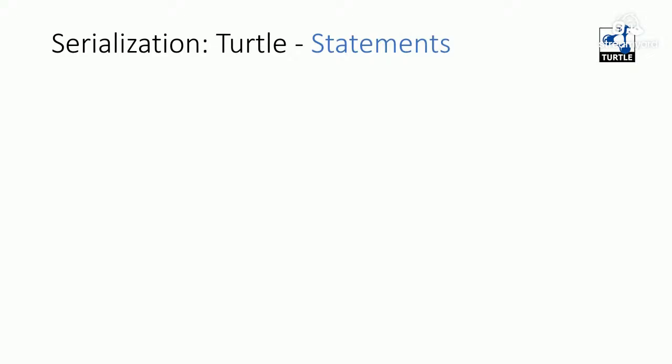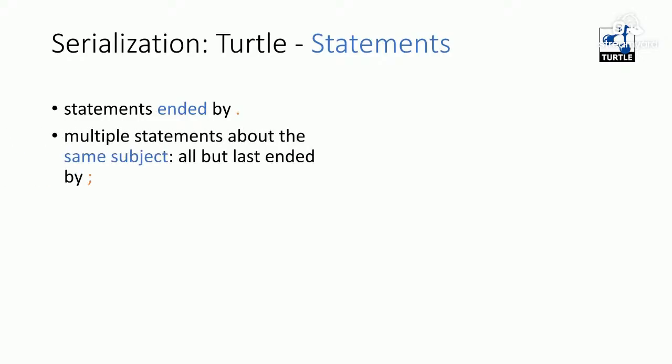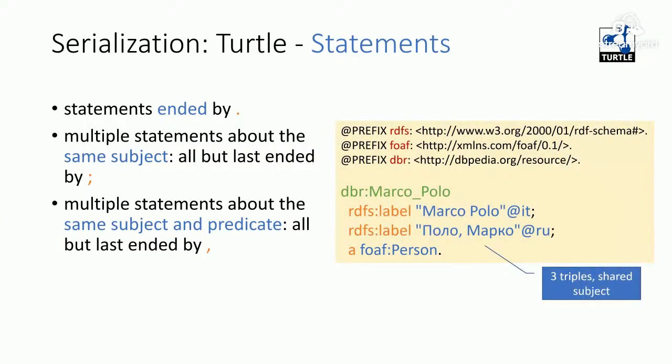So let's now see the statements built from these terms. Like in our language, statements are ended by a stop in Turtle, and multiple statements sharing the same subject can be connected with a semicolon. If they also share the predicate, they can be connected with a comma. So here, Marco Polo is the subject shared by three triples, and they tell us that this entity is a person and has a couple of labels attached, providing his name in two different languages.